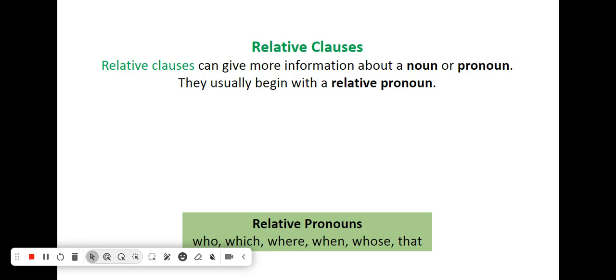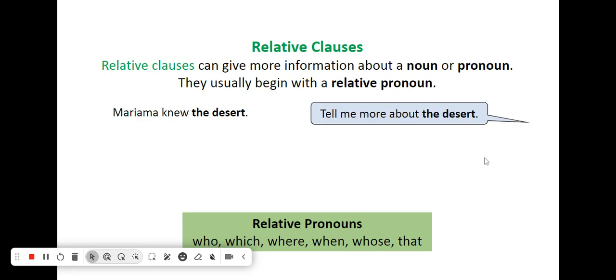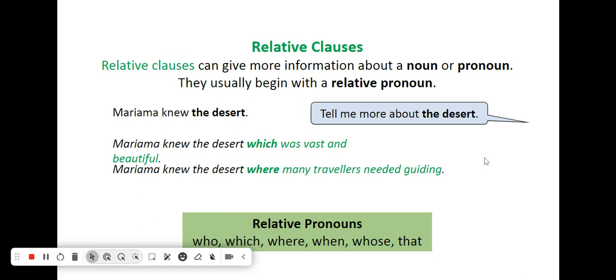So the relative clause gives us more information about the person or the things that we're talking about. Mariama knew the desert. If you want to say more about the desert, you would say, Mariama knew the desert which was vast and beautiful. So we place which because we're talking about a desert, and then you place the information that you want to say: which was vast and beautiful, where many travelers needed guiding, or that became her home.